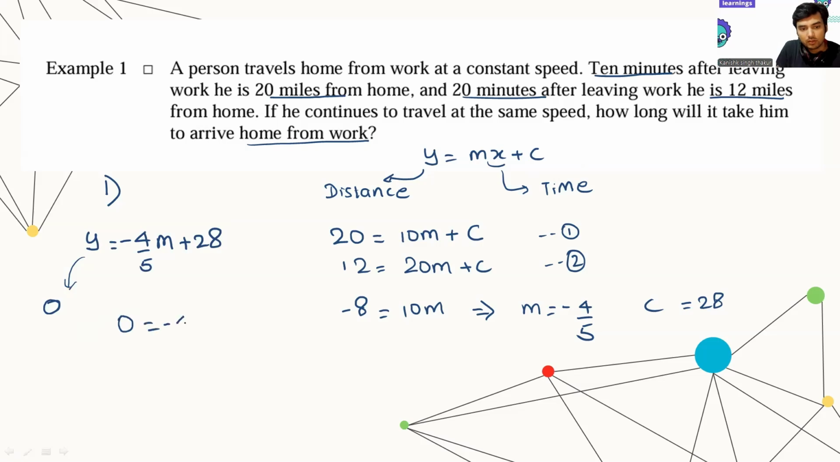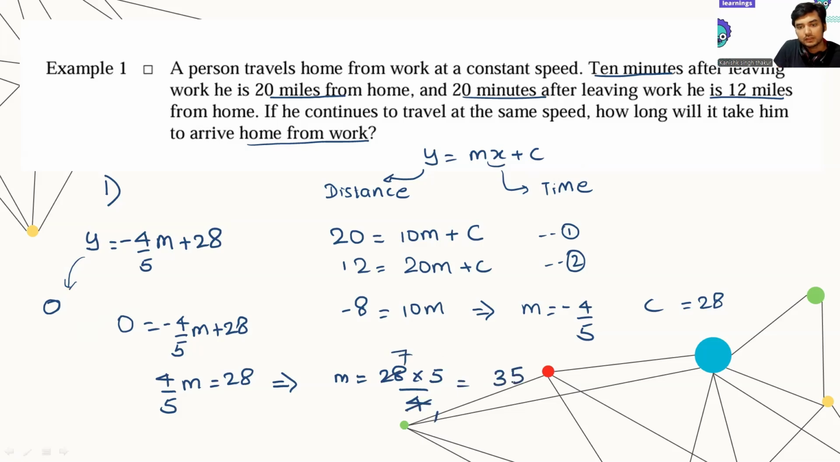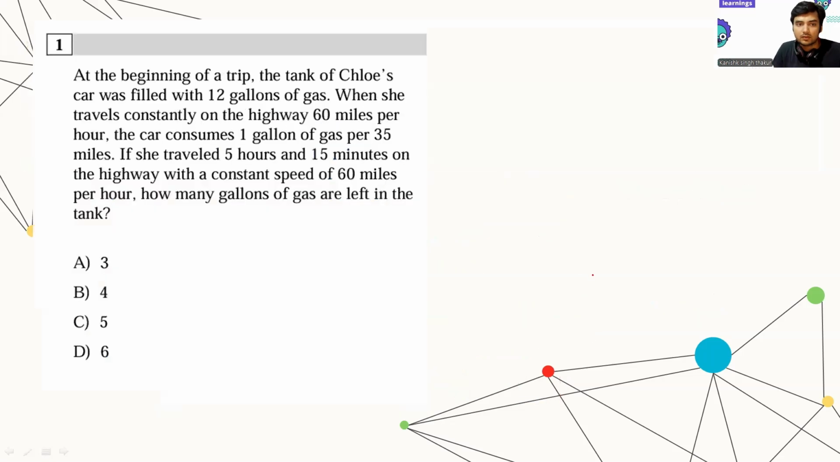So 0 is equal to minus 4 over 5 m plus 28, right? So I'll get 4 over 5 m is equal to 28. This implies m will be equal to 28 times 5 over 4. This is equal to 35. 4 ones are 4, 4 sevens are 28, 7 fives are 35. So this is what you get. This is the time in minutes. So the answer will be time is equal to 35 minutes it will take to get home. I hope you must have got this, right?